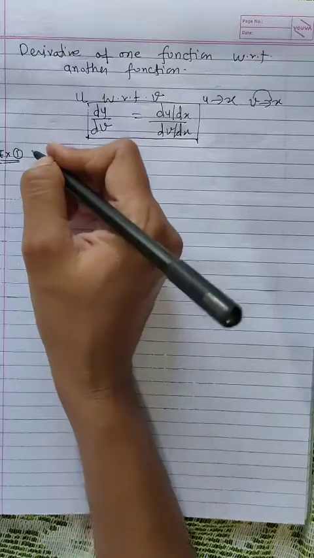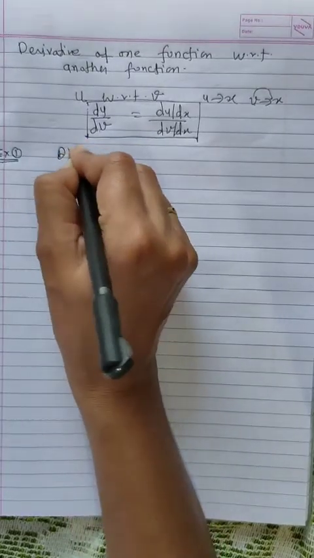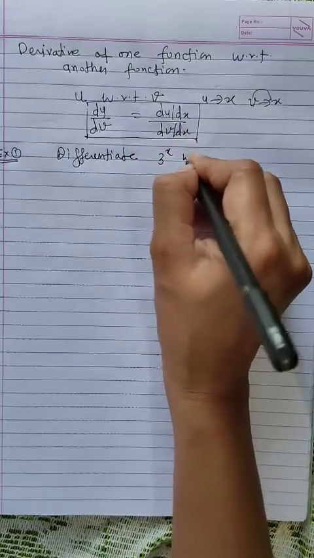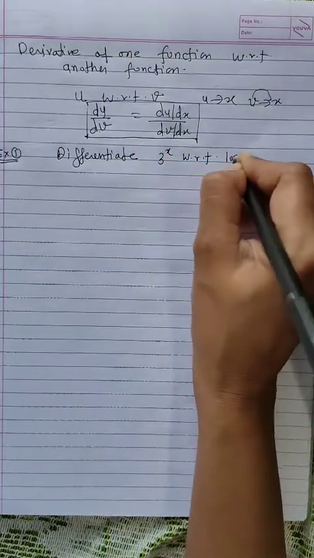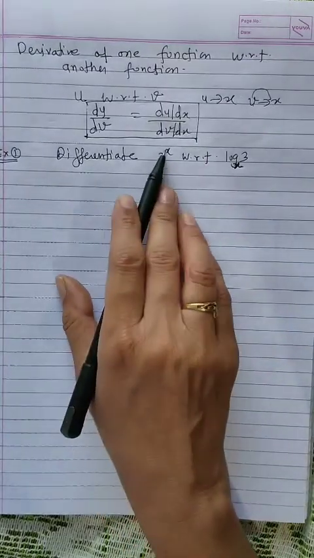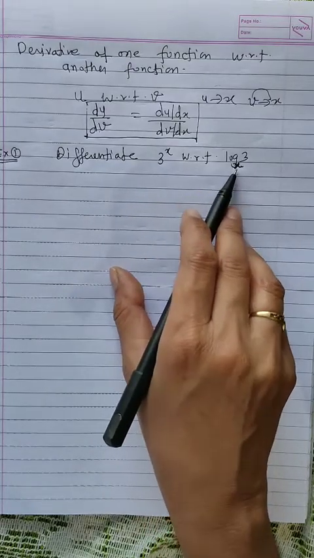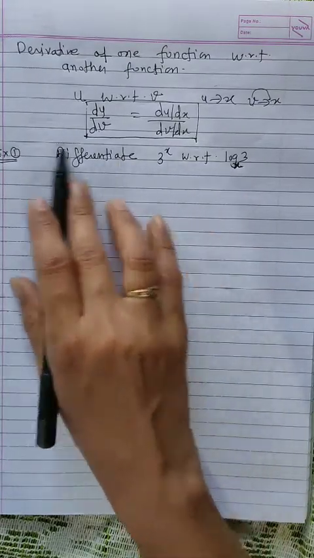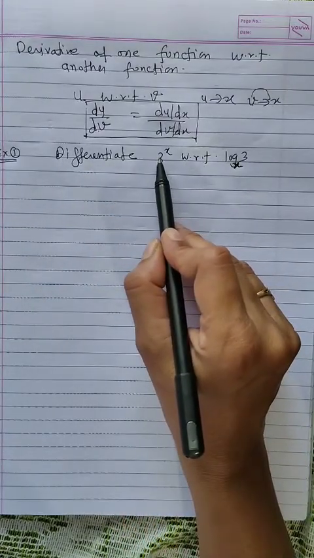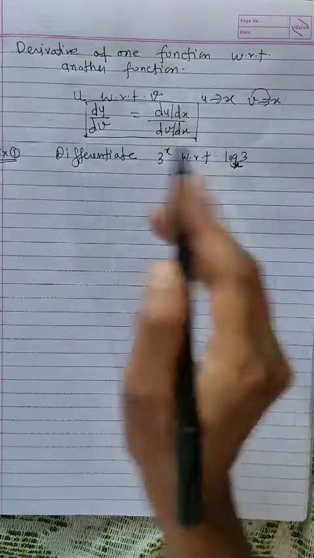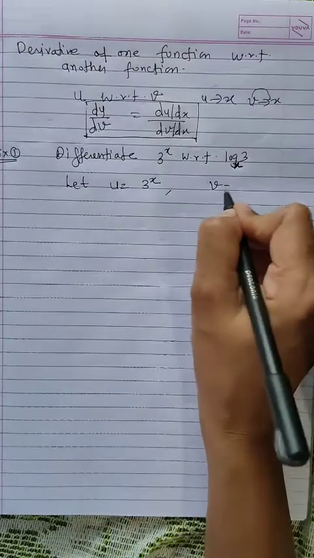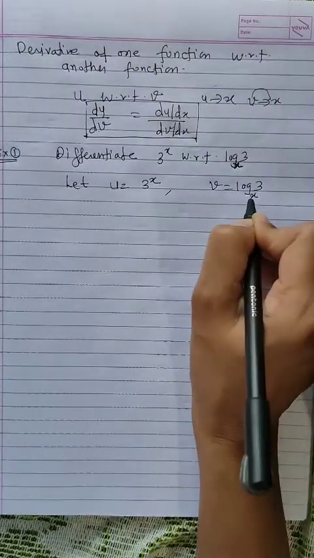Example number 1. Question is: differentiate 3 raised to x with respect to log x to the base 3. See your example. Now students, whenever this type of example occurs with respect to, you have to consider the first function as u and the second function as v. So I will consider here, let u equal to 3 raised to x and v equal to log x to the base 3.